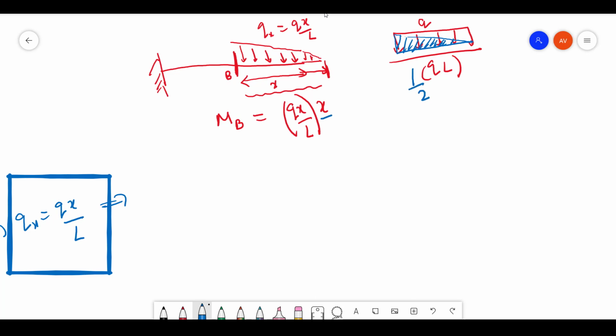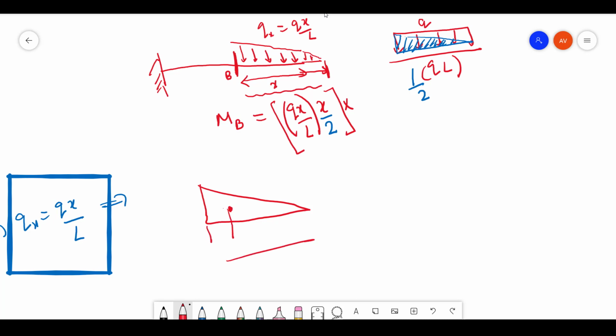So like that you are going to get x by 2. Okay, now this is the load. Now where will the moment act? What is the moment arm? This is a triangle, so it acts at the centroid. If the total was x, then here it will be x by 3. So your moment arm will be x by 3.